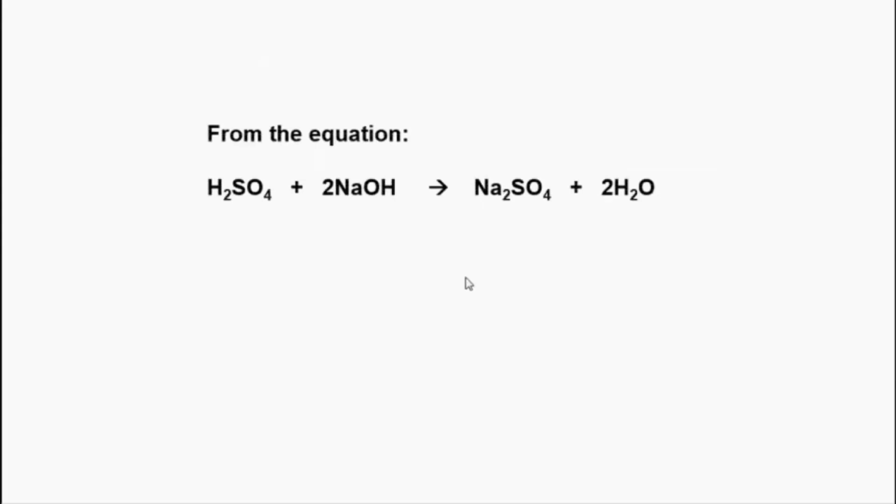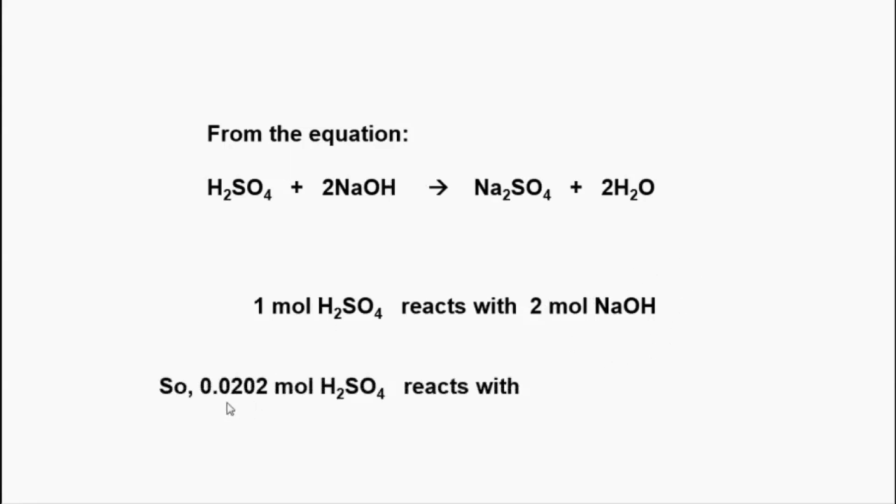And then we look back at the equation given. From the equation, 1 mole of sulfuric acid reacts with 2 moles of sodium hydroxide. So therefore, if we have 0.0202 moles of sulfuric acid, this quantity should react with how many moles of sodium hydroxide? We are going to get 0.0404 moles of sodium hydroxide, because the ratio is 1 to 2. So this is the mole of sodium hydroxide reacted.